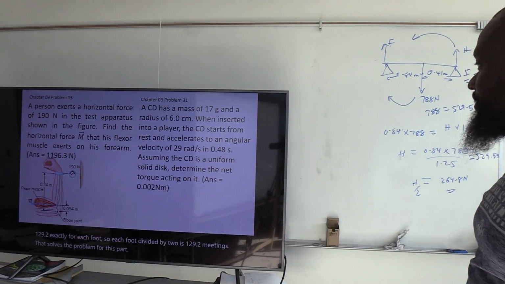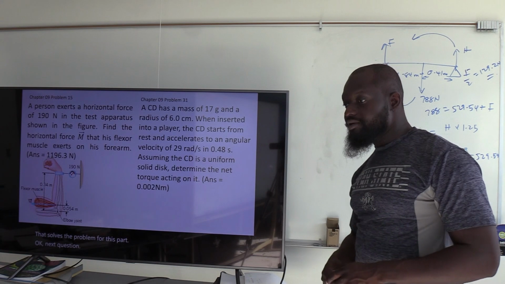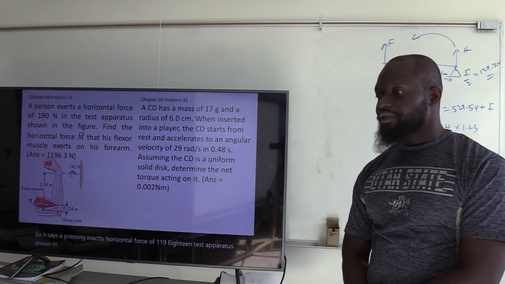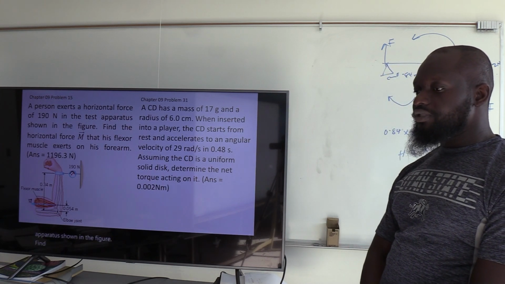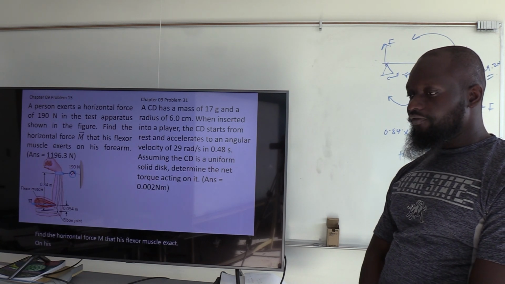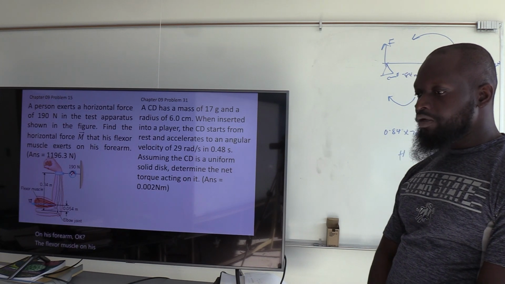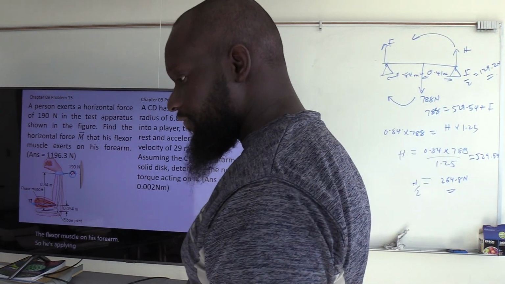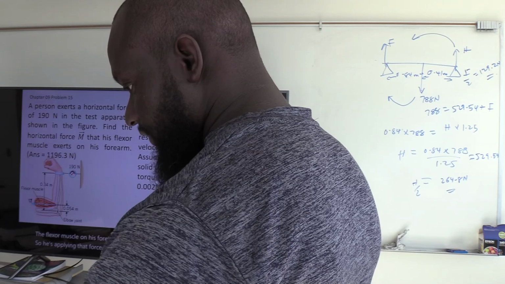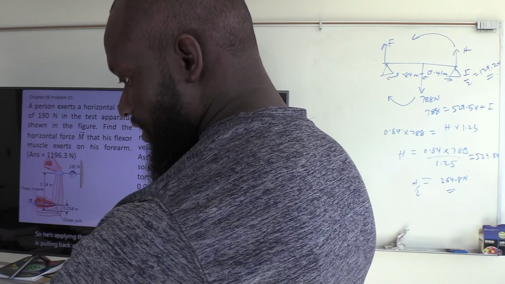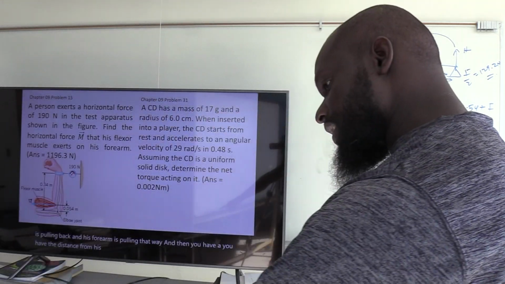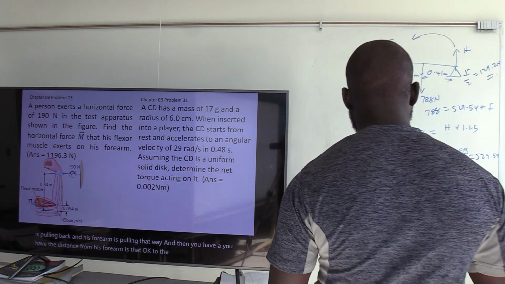Okay, next question. It says that a person exerts a horizontal force of 190 newtons in the test apparatus shown in the figure. Find the horizontal force M that his flexor muscle exerts on his forearm. Okay, the flexor muscle on his forearm. So he's applying that force there, and then he's pulling, and that is pulling back, and his forearm is pulling that way, and then you have the distance from his forearm to the elbow joint. So this is what we have basically.